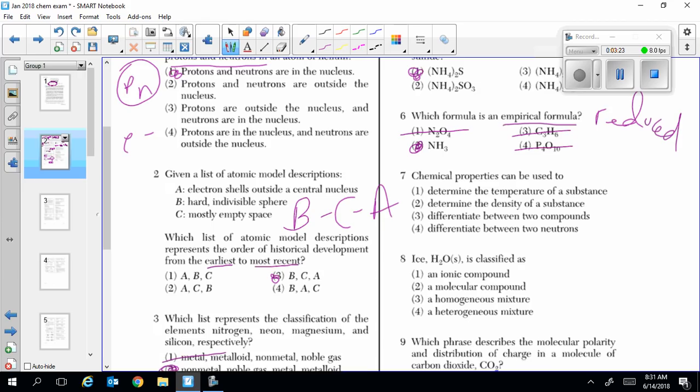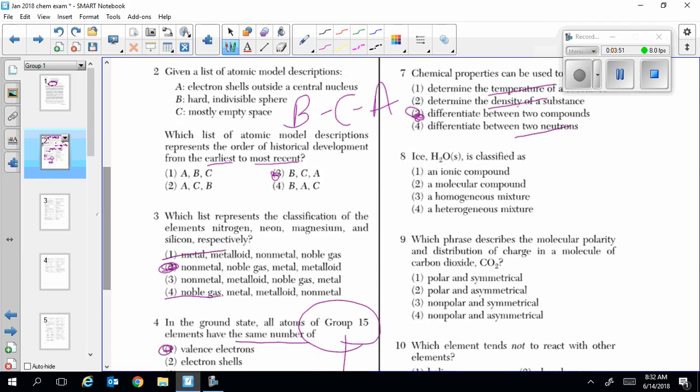All right, chemical properties can be used to... Well, you can't use a chemical property to tell you the temperature. You can't use a chemical property to tell you the density. Ooh, you could definitely use a chemical property to tell you between 2 different compounds. So compounds react differently, due to what they're made up of, they will react differently. Neutrons, you can't tell neutrons apart, really.